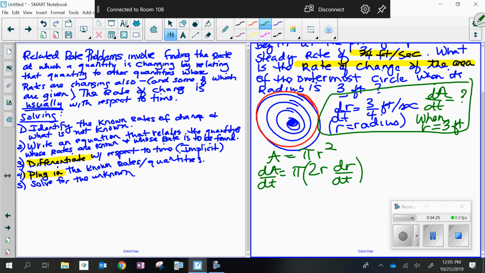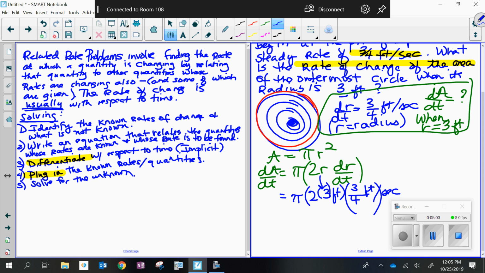Step 4, now we can plug in. We can plug in after we differentiate. Set it equal to, in this case, dA/dt is what we're looking for. So what do we got here? 2 times r is what? 3 feet. Okay, I'm putting my units in here. I'm trying to be a good science person, but it's not really my thing, but I'll do it once for you here. Feet per second.